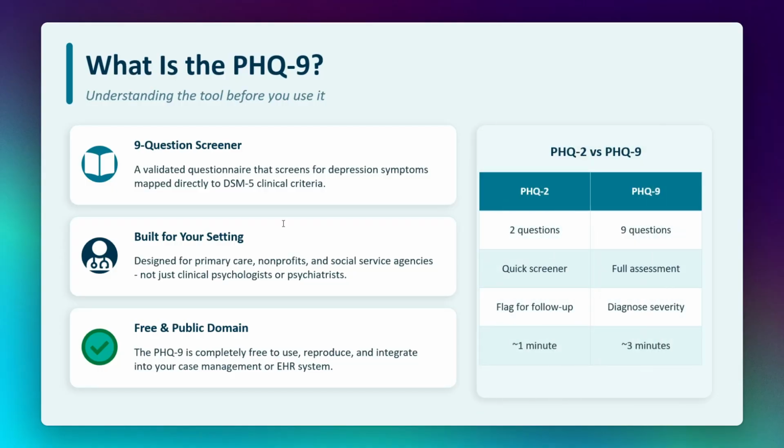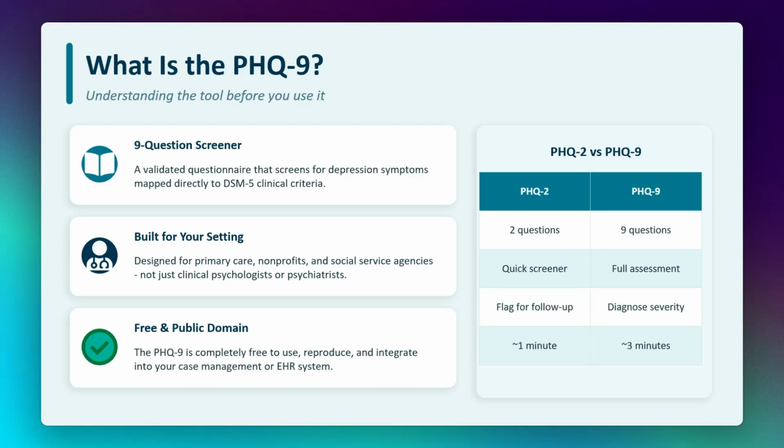So the PHQ-9 pairs nicely with the PHQ-2. Many social services agencies will use this two-step approach. They'll start with the quick PHQ-2, which has just 2 questions, and then if a client flags positive, they'll transition them into the full PHQ-9. So what are some of the key differences between the two? Well, as you probably guessed, one of them is the number of questions.